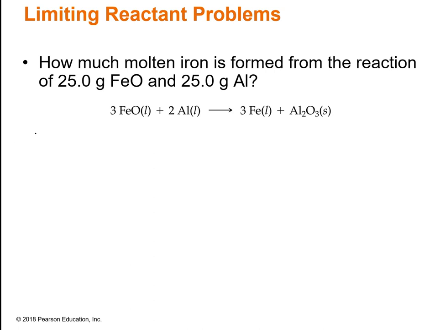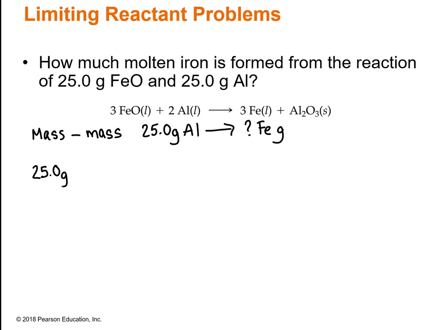These problems take time. So this part, we're doing mass to mass. We're going from the 25 grams of aluminum to the number of grams of molten iron. It's going to be set up the same way. The only difference is we're going to be using the molar mass of aluminum here. You get that from the periodic table. Then we have to do a mole to mole ratio. We need to go from moles of aluminum to moles of iron. So what should go on the top? Moles of iron or moles of aluminum?